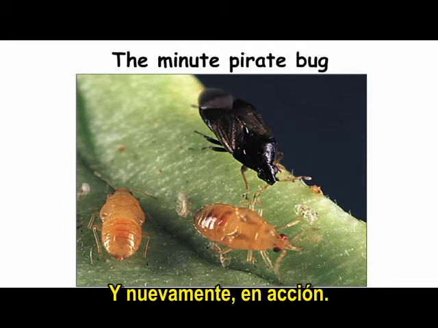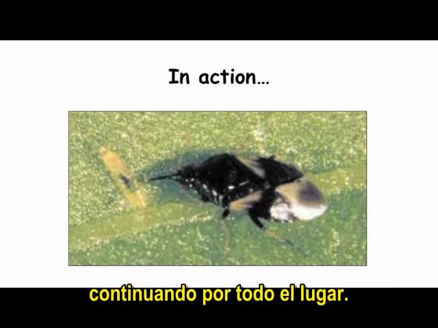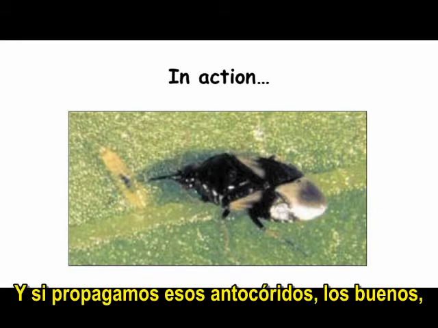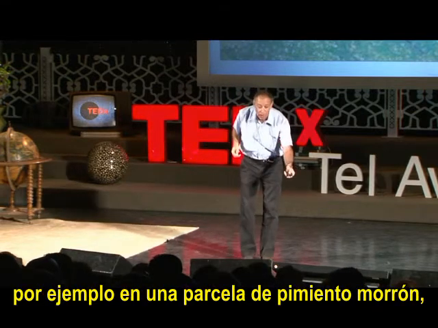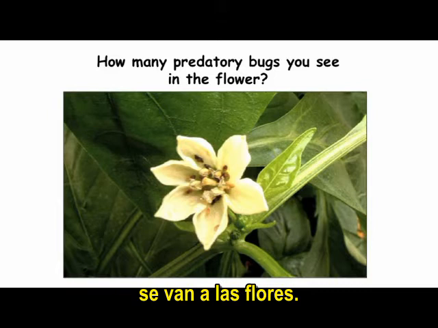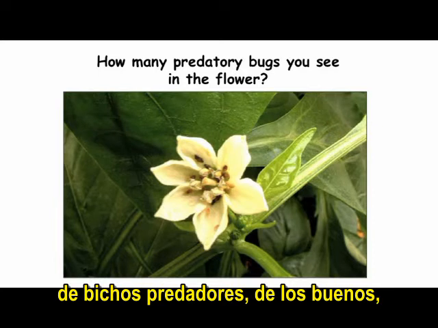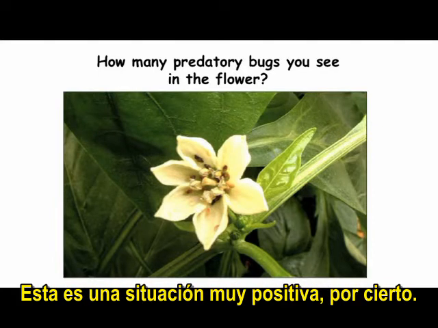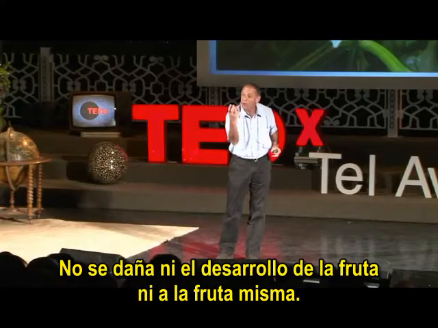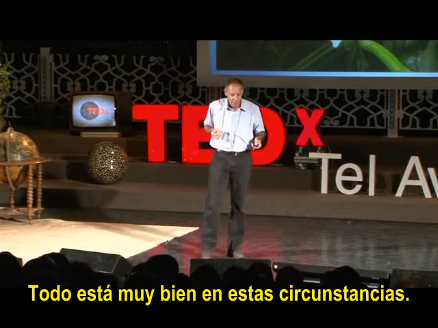And again, in action, this adult pierces the thrips, sucking it within just several minutes, just going to the other prey, continuing all over the place. And if we spread those minute pirate bugs, the good ones, for example, in a sweet pepper plot, they go to the flowers and look, this flower is flooded with predatory bugs, with the good ones, after wiping out the bad ones, the thrips. So this is a very positive situation, by the way. No harm to the developing fruit, no harm to the fruit set, everything is just fine under these circumstances.